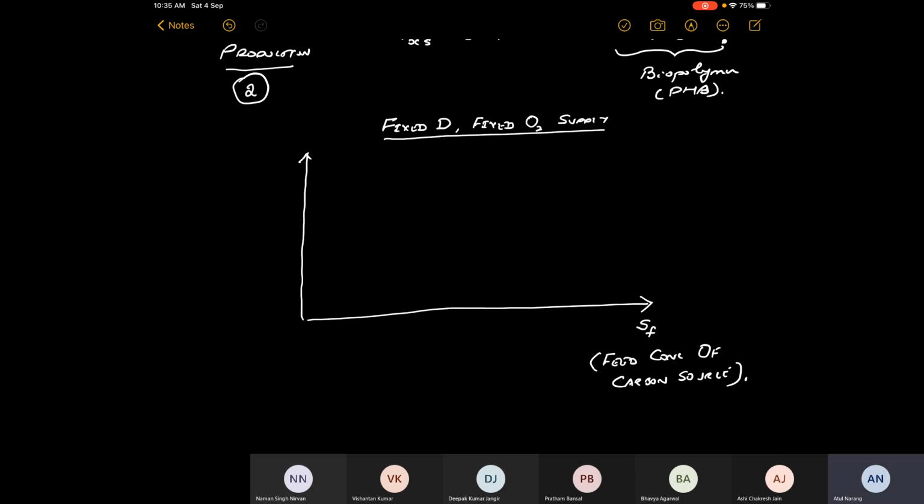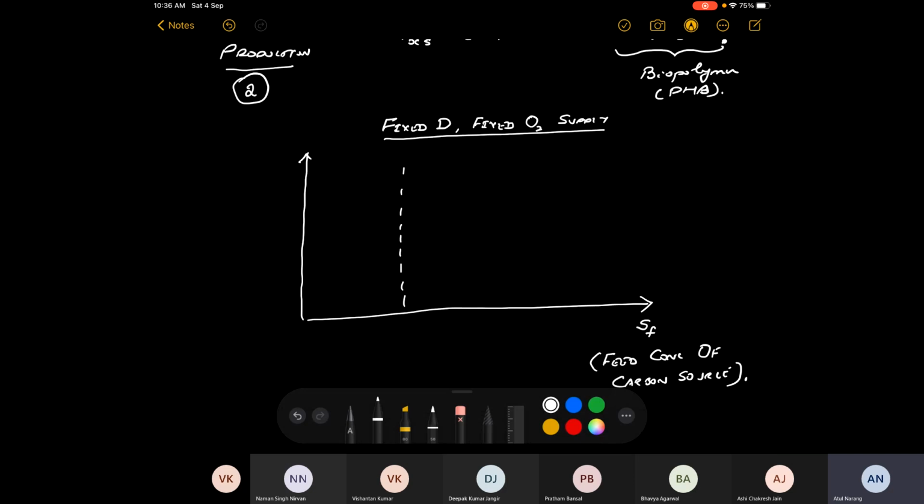So, if you do this experiment in the same way, what you will find is that as you increase the feed concentration of the carbon source at a fixed D, and you can always measure how much oxygen you have inside the reactor, the dissolved oxygen concentration comes down like this, and then stays really low.